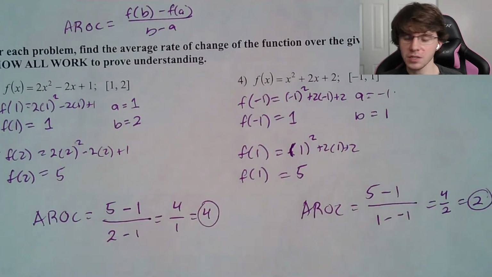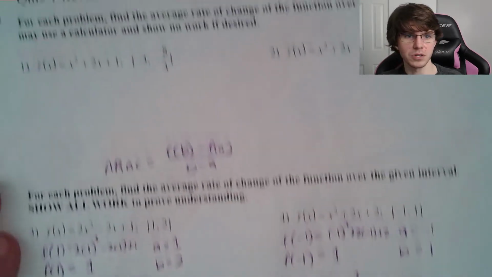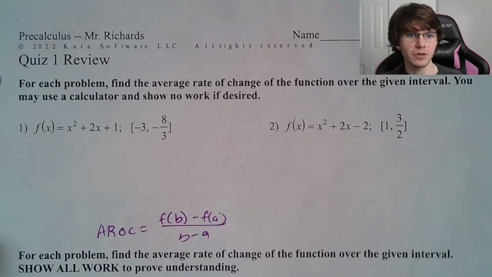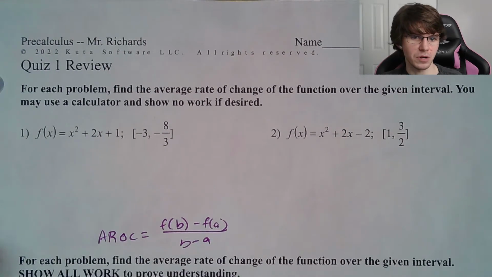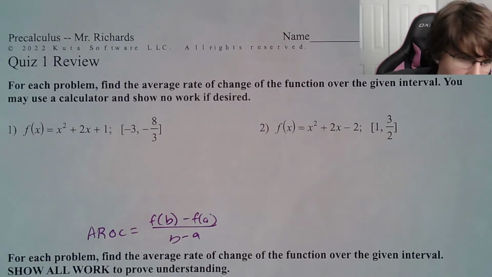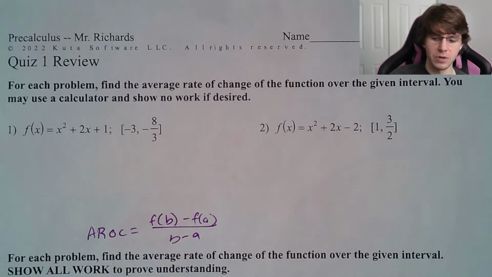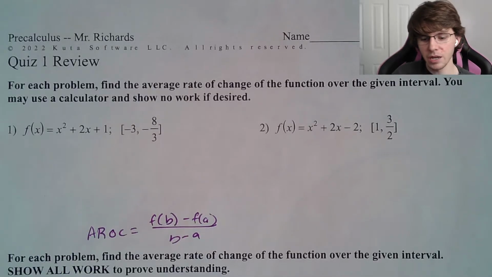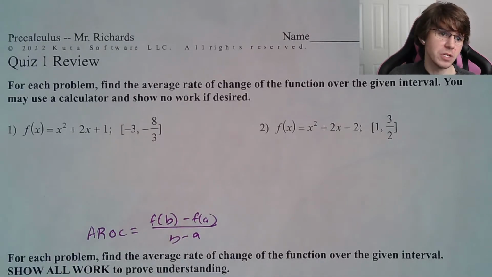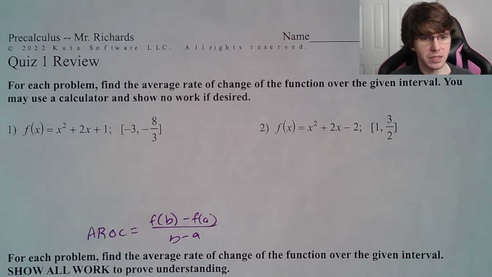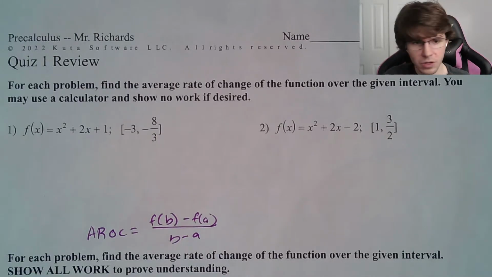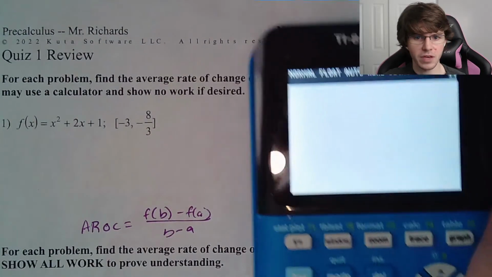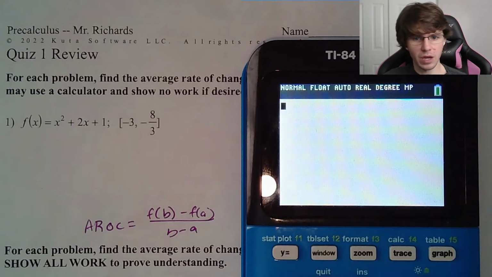For these next two questions, which are actually the first two questions, I'm going up here because it says, for each problem, find the average rate of change of the function over the given interval. You may use a calculator and show no work if desired. Well, let me tell you, I do not desire to show any work whatsoever. Let's use our TI-84 or Desmos to do it. I'm going to do problem number 1 on the TI-84, and then problem number 2 on Desmos just to show you that you could do this at home. Maybe you have a future college class and you don't have the TI-84 available. This is going to give you that other option.